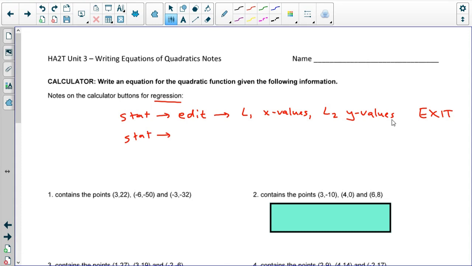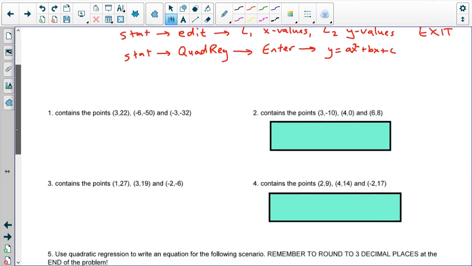You're going to want to go to quadratic regression. The reason it's quadratic regression is we're doing parabola or quadratic regression. And then you hit enter a bunch of times, and out will pop a quadratic equation of the form y equals ax squared plus bx plus c. And you'll see me do it in a minute.